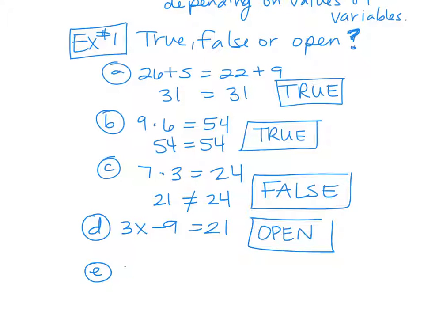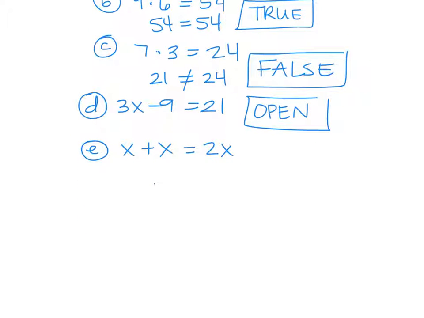All right, how about this one? Take your time and think about this one. x plus x equals 2x. True, false, or open? That's true. A lot of people will want to say open because it has variables in it, right? But what's x plus x? 2x. So does 2x equal 2x? Yes, it has to, right? So this would be true.